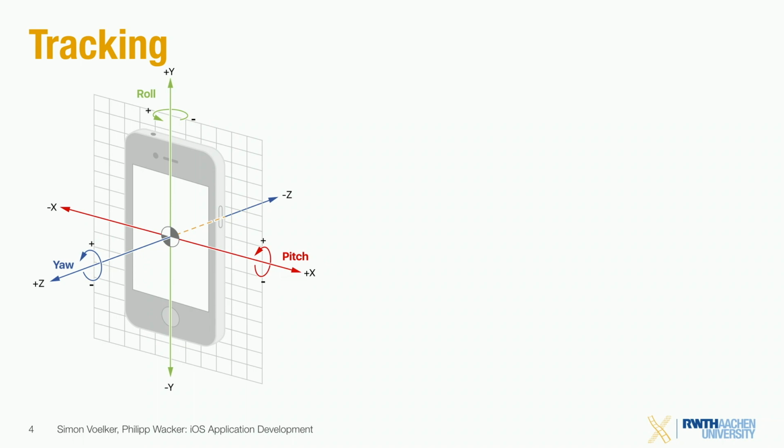So early augmented reality apps showed something right in front of the screen, and when you move to the side, they just noticed that movement and shifted the model accordingly, so that it looked like, yeah, it's floating in space.